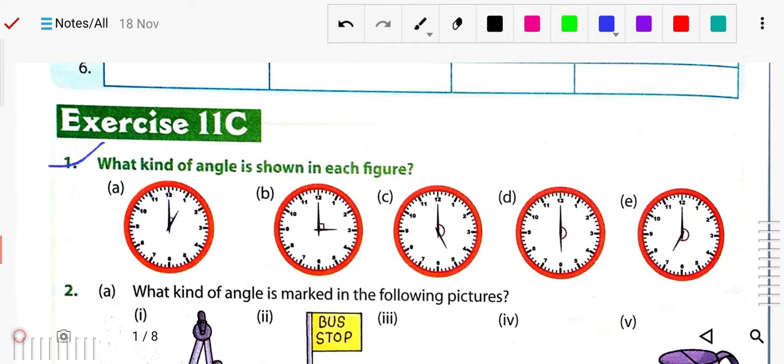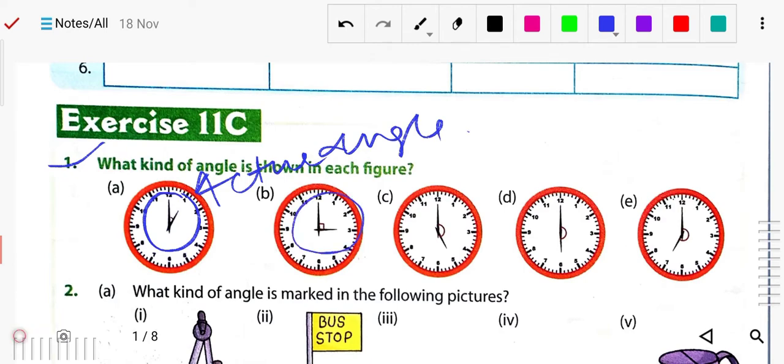First, you can see which type of angle is forming between these two clock hands. This angle is less than 90 degrees and more than 0 degrees. Which type of angle is it called? It is called an acute angle. So you can write acute angle.